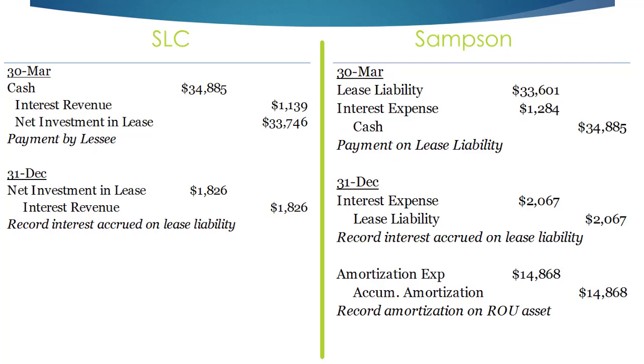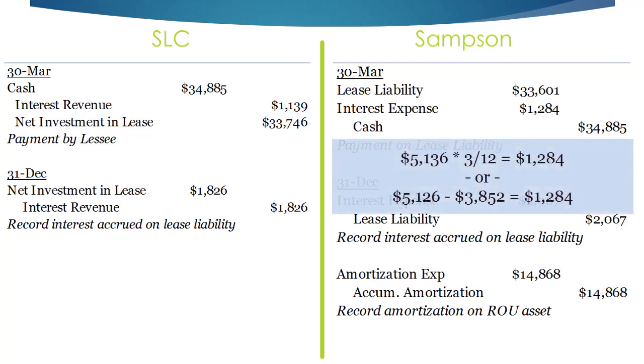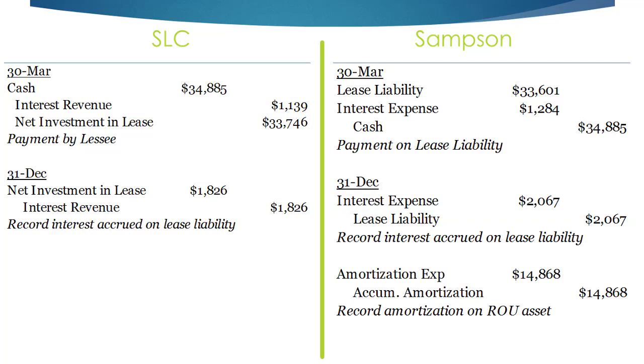That's SLC's entries. Samson's entries, same basic idea. Cash going out of $34,885. It doesn't all get to reduce the lease liability though, because I have to record the rest of the interest from that first year. So if I take the $5136 minus the $3852, that gives me this $1284, and then the balance pays off my lease liability. In December, I now get to record a whole year's worth of amortization because I've owned it from January to December of year 4. But instead of recording all of the interest expense, I would take the $2756 times 9/12, and that gives me that value.